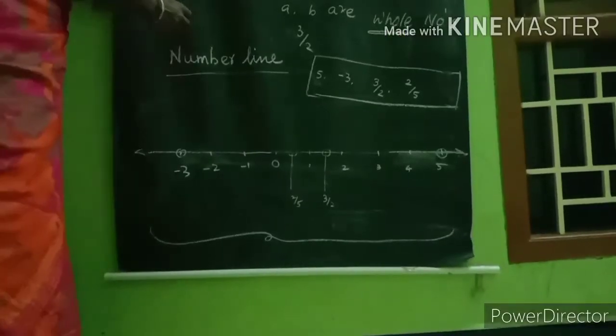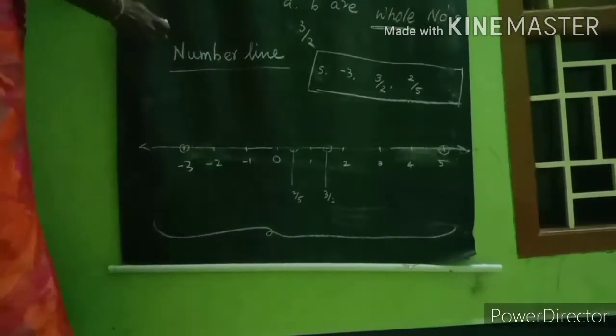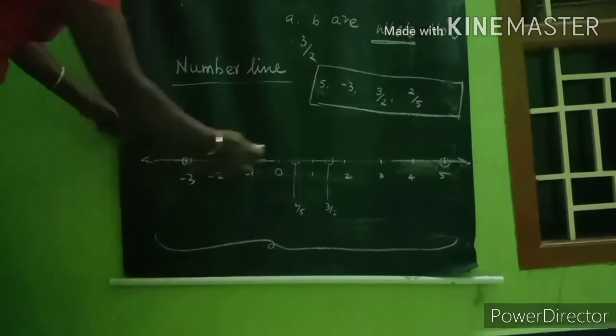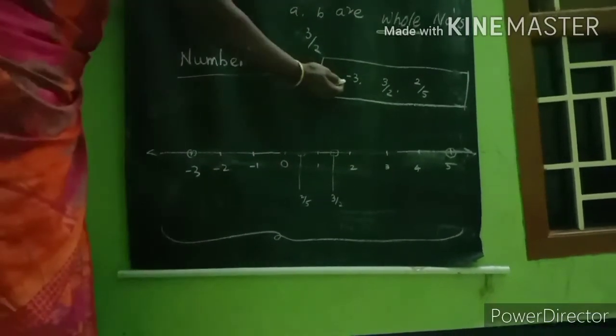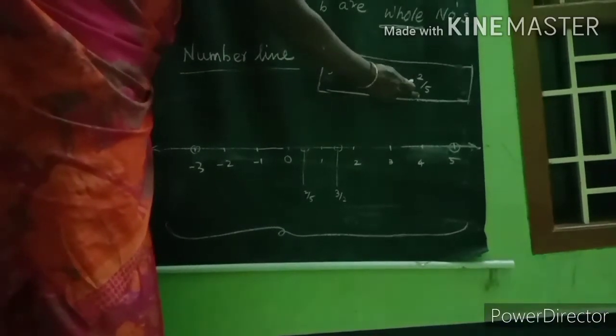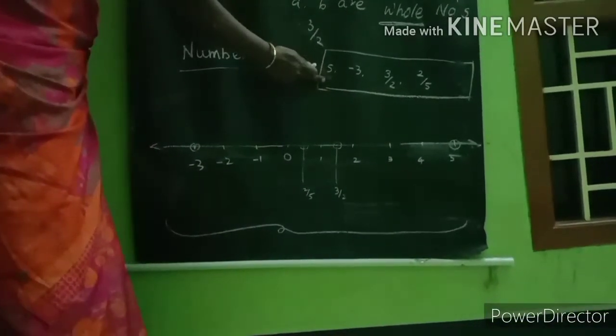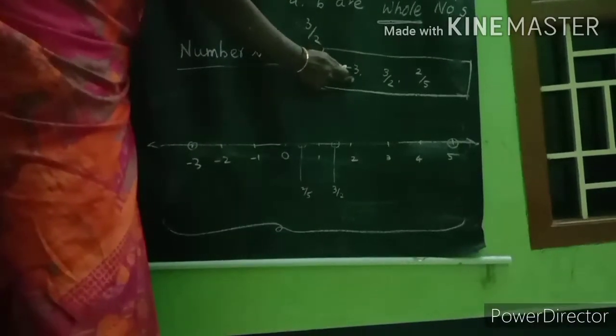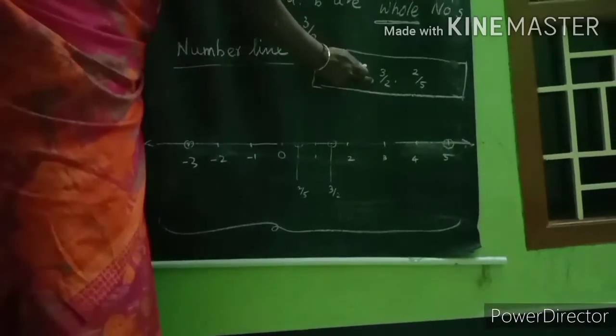And how do we denote the above numbers on a number line? I draw one number line here. Here are some given numbers: 5, minus 3, 3 by 2, 2 by 5. 5 is a whole number, already we know very well. Then minus 3 is a negative integer. And 3 by 2 is a fraction.